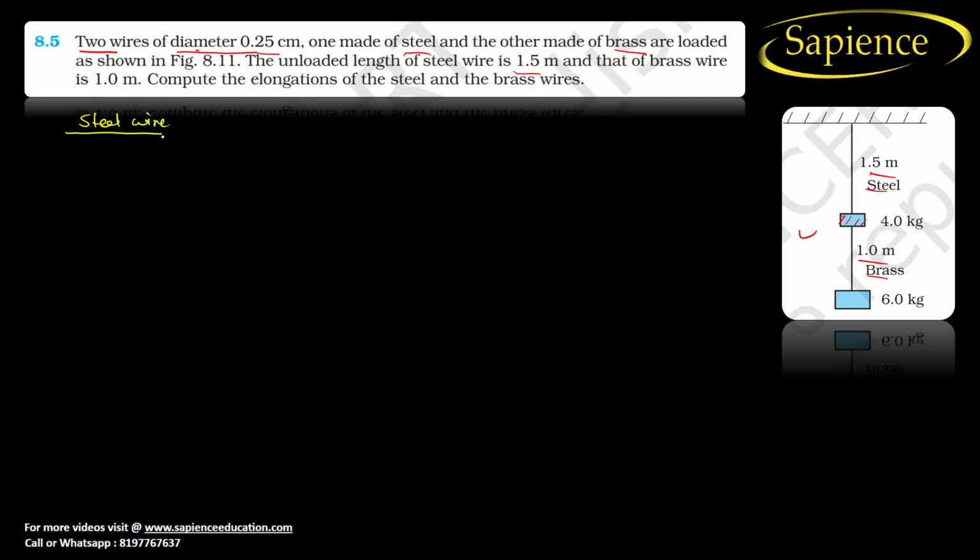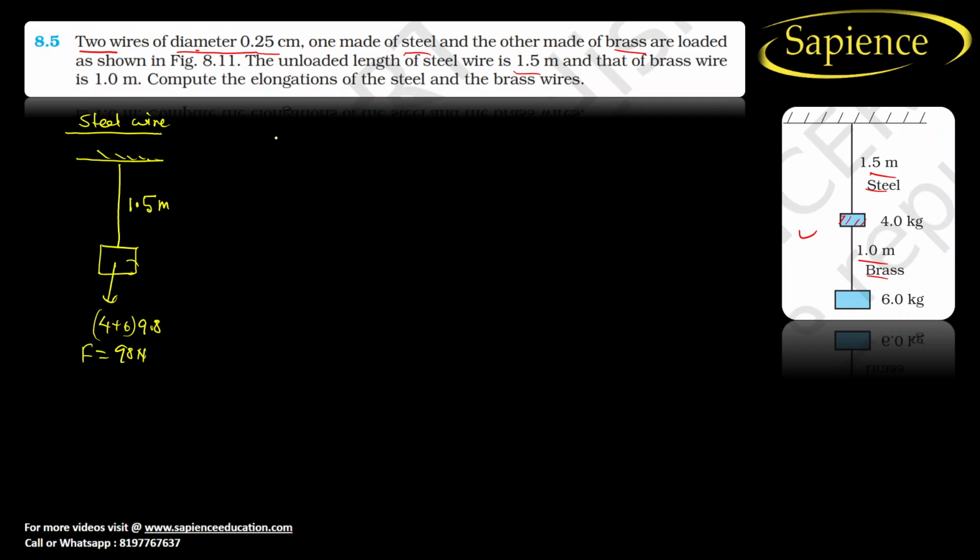If there is a steel wire, so let us do this. This is 1.5 meter. This is the load. So the load is not only 4 kg, but it has been attached with the 6 kg. So what is the total load, or total force? 4 plus 6 into 9.8, so this will be equal to 98 Newton. So we have got the force acting on this.